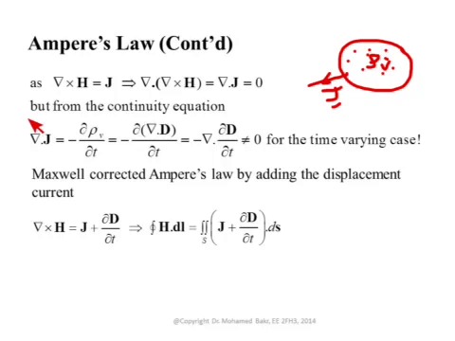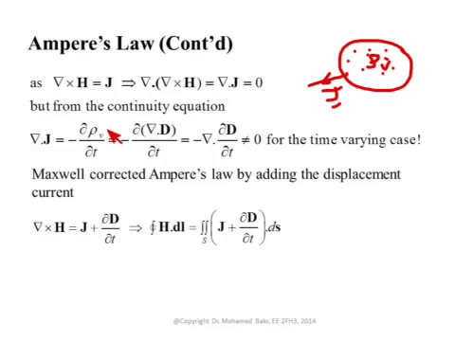So a positive current flowing out from a certain point in space implies that the charge inside this small volume is decreasing with time. So this means that if things are varying with time, then the divergence of J will not be zero. So this led to a contradiction in this equation as well.